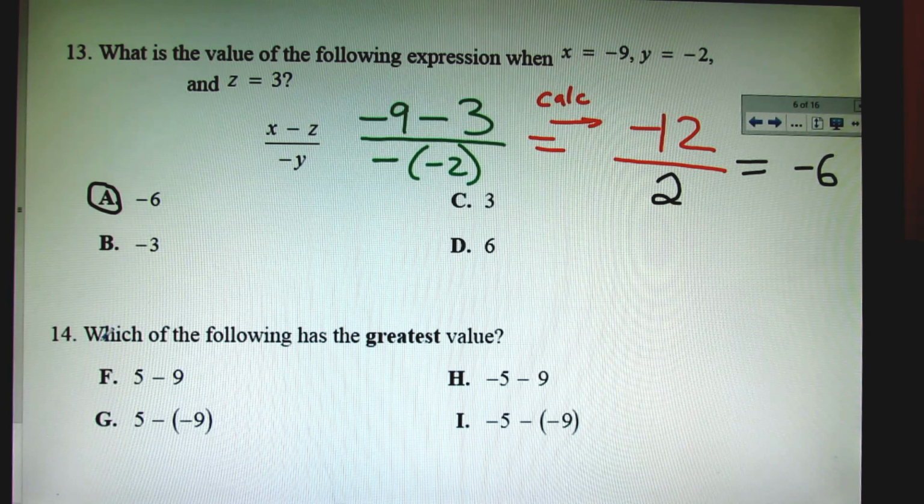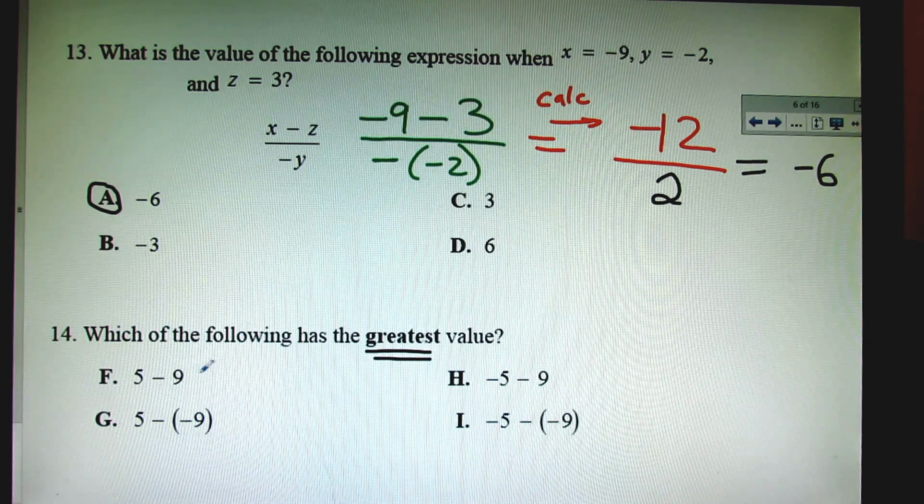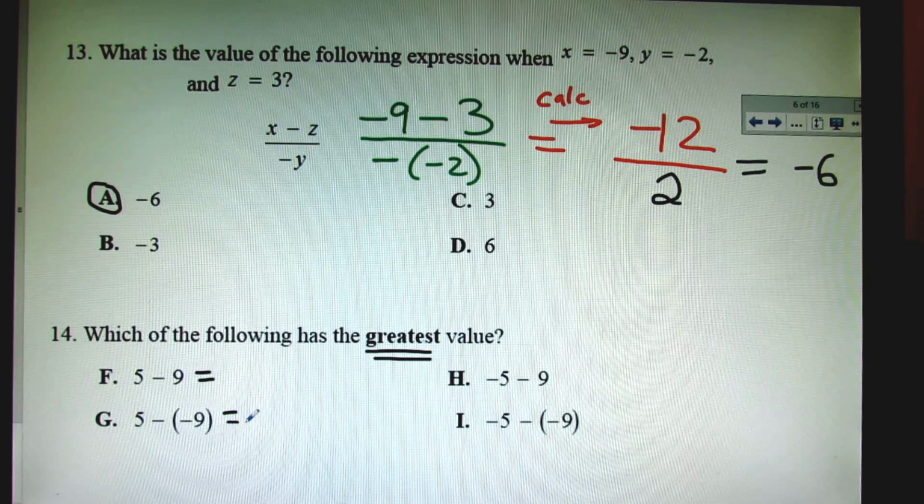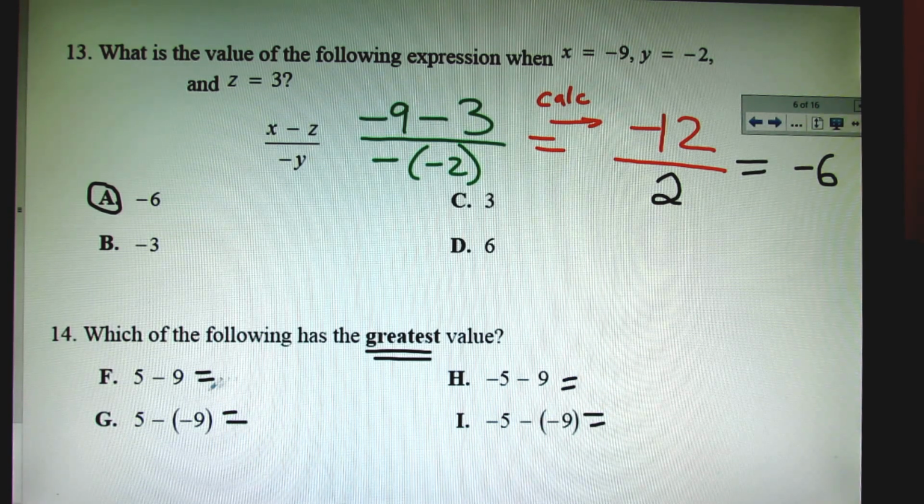Alright, number 14. Which of the following has the greatest value? Again, greatest value. I want the highest number. Oh, this time I'm given just numbers to plug in. So in my calculator, I'm just going to plug these in nice and carefully because each one has slightly different signs. Some are minus, some are minus negative, some are negatives minus. So be careful. If you plug these in the calculator, you should get negative 4.